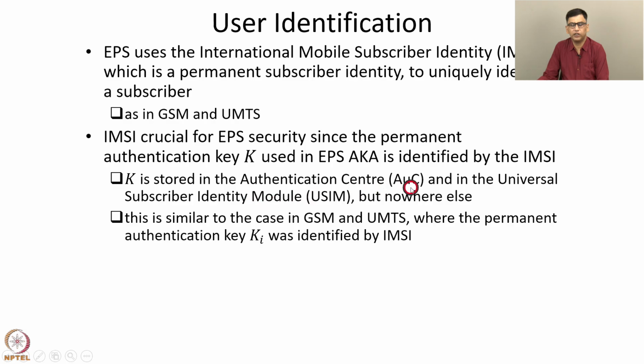K is stored in the authentication center, which is attached to the HSS or home subscriber server, which is an evolution of the HLR. So, it is very similar to that in 2G and 3G. There also the HLR and AUC were connected, and the key Ki was stored in the HLR and AUC. So, in the context of EPS, the secret key K is stored in the authentication center and in the universal subscriber identity module or USIM, but nowhere else. USIM is the technical name for a SIM card in the EPS architecture. So, this is similar to the case in GSM and UMTS, which we discussed earlier, where the permanent authentication key Ki was identified by IMSI.